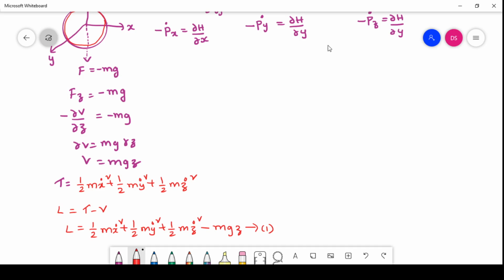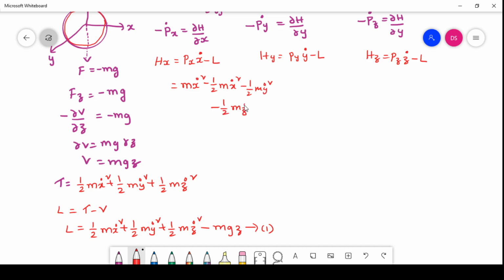So along x, y, z directions we have considered Hamilton's equation of motion. In the same way we have to consider the Hamilton's function: Hx is equal to px x dot minus L, Hy is equal to py y dot minus L, Hz is equal to pz z dot minus L. If we solve first along the x direction, you will get m x dot square minus half m x dot square minus half m y dot square minus half m z dot square plus mgz. So the final equation is half m x dot square minus half m y dot square minus half m z dot square plus mgz. So we got this Hx along the x direction.